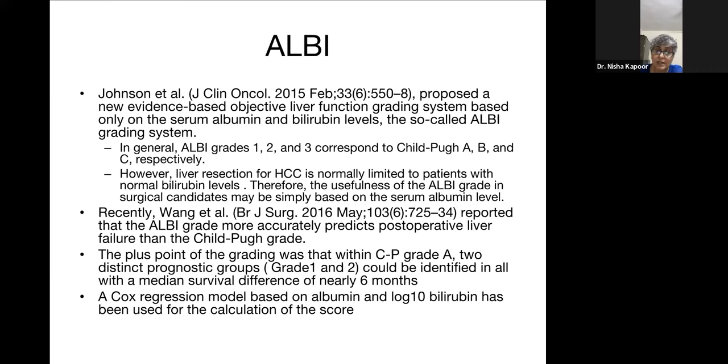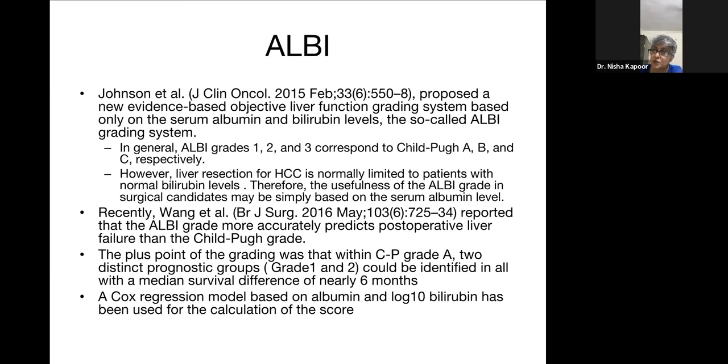And how do we calculate it? We calculate it using a Cox regression model. So the grades of ALBI are as such. Grade 1 is a score of less than or equal to minus 2.6. Grade 2 is between minus 2.6 to less than or equal to minus 1.39. And grade 3 is when the value is more than minus 1.39. And as we can see, the median survival is reducing with the increasing grades.